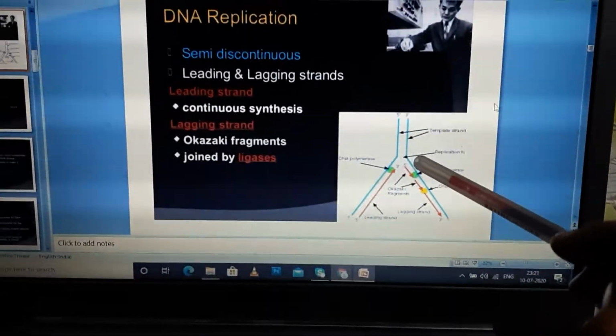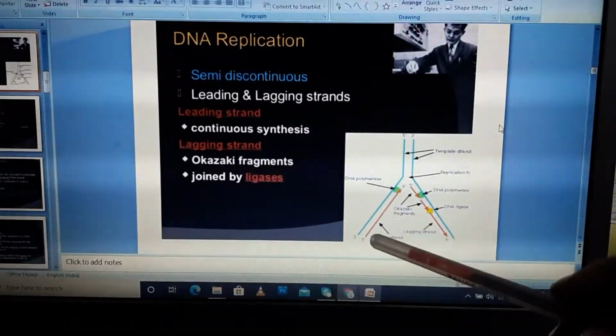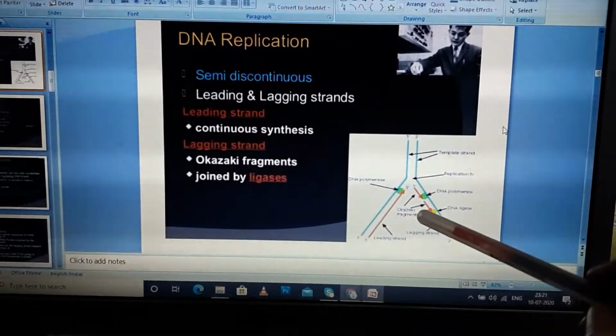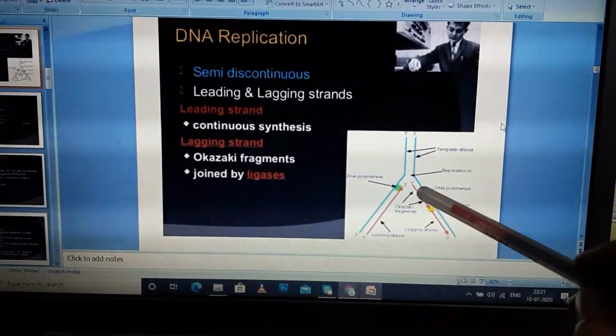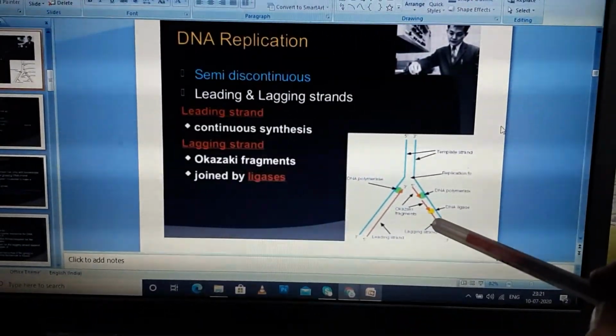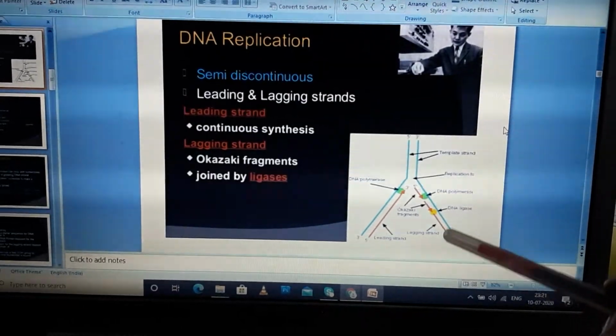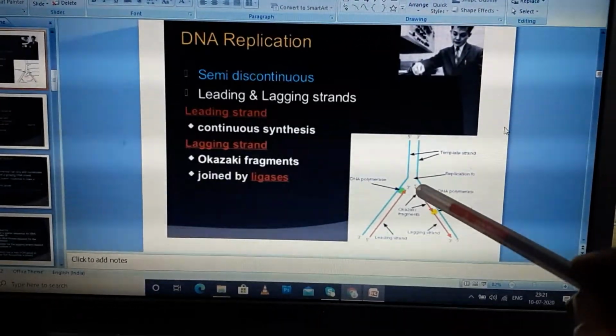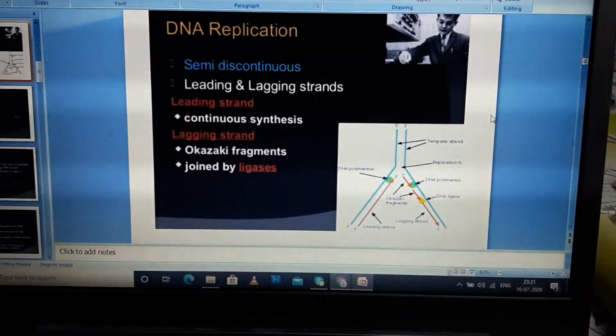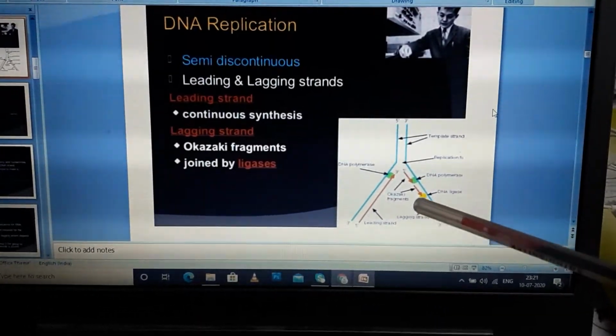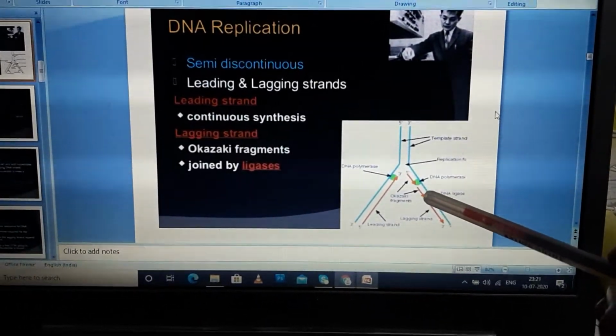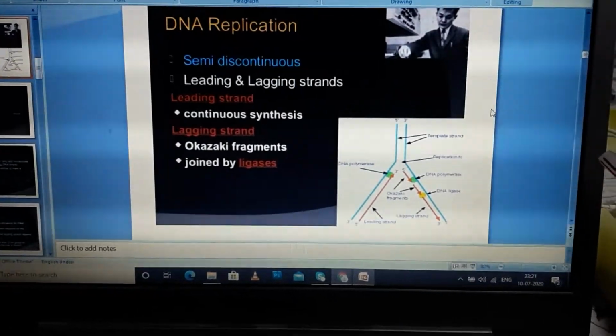So DNA replication occurs in two forms. One is the leading strand and this is the lagging strand. This is known as the lagging strand because it is discontinuous. It forms in fragments. These fragments are known as Okazaki fragments, and afterwards these fragments are joined by ligase.